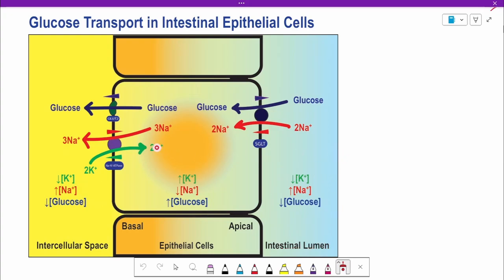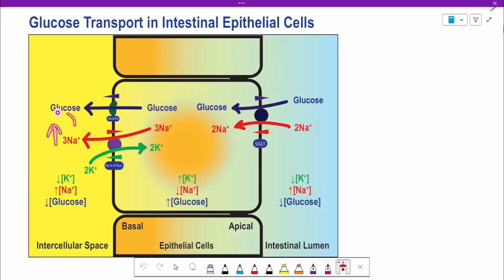Now let's have a look at the basolateral surface. We have sodium potassium ATPase, which is transporting 3 sodiums outside, against the concentration gradient, and 2 potassium ions inside the cell, which is also against the concentration gradient. So it is transporting against the concentration gradient, and ATP is being utilized. This is primary active transport.